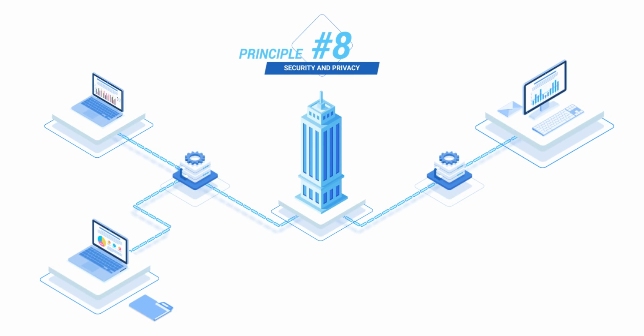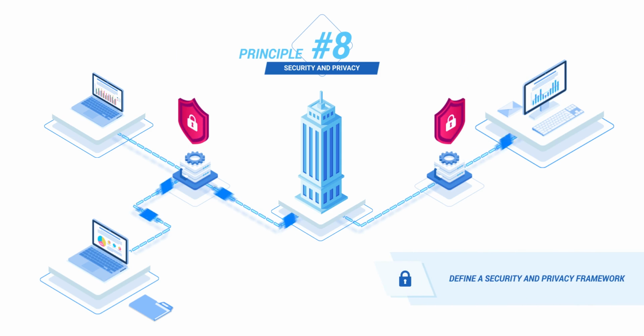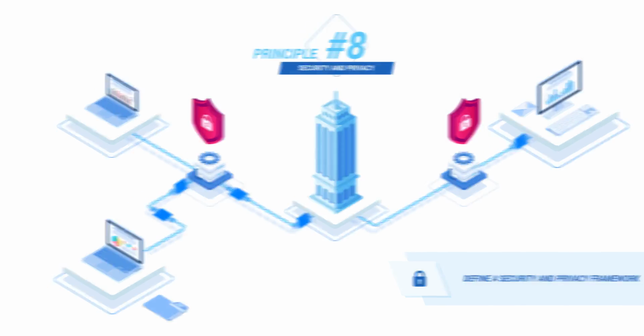Principle 8. Security and privacy. Public services must guarantee citizens' privacy and the confidentiality, authenticity, and integrity of information. This is why public administrations must define a common security and privacy framework when exchanging data with other public administrations, businesses, and citizens. Example: implement GDPR in public service delivery.